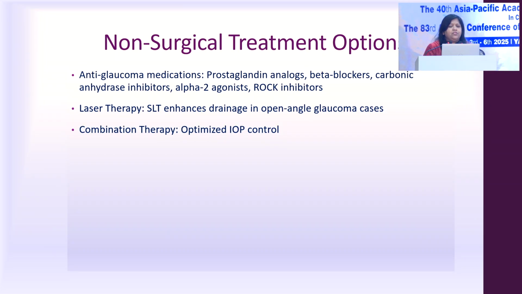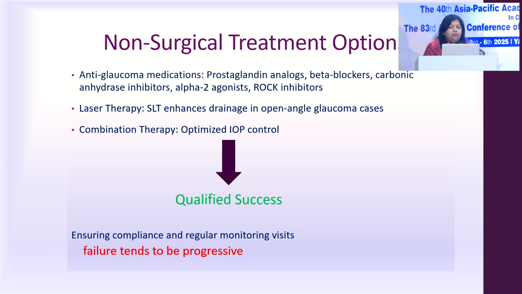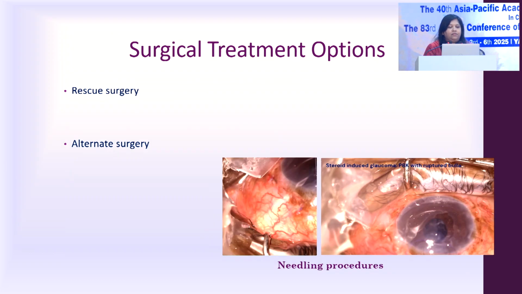What are the non-surgical treatment options? You have AGMs. You can try all of the AGMs depending on the situation, but maybe we can cut back on the PG analogs if there is ongoing inflammation. Laser therapy, SLT, particularly in open angle glaucoma cases, may be tried, and a combination of both AGMs and laser therapy can be tried. That would be called a qualified success if it works. But more importantly, ensuring compliance and regular monitoring visits are very important, as failure tends to be progressive.